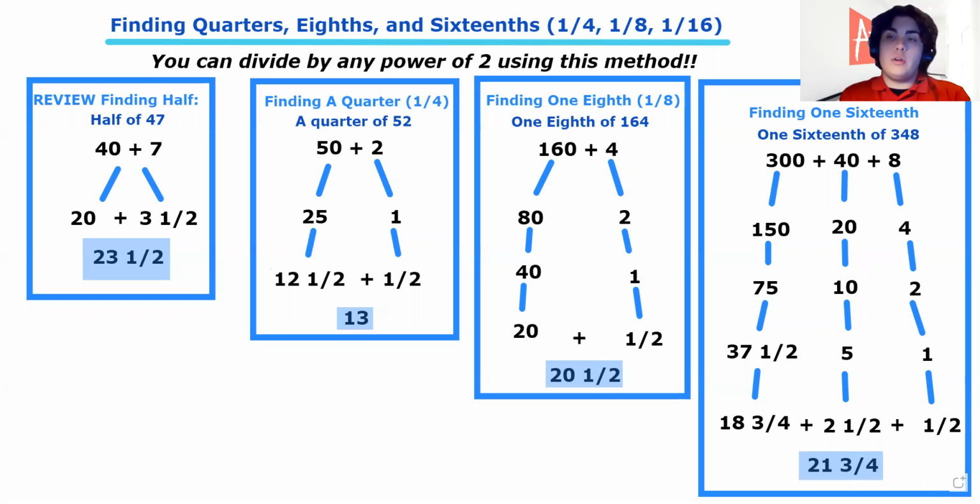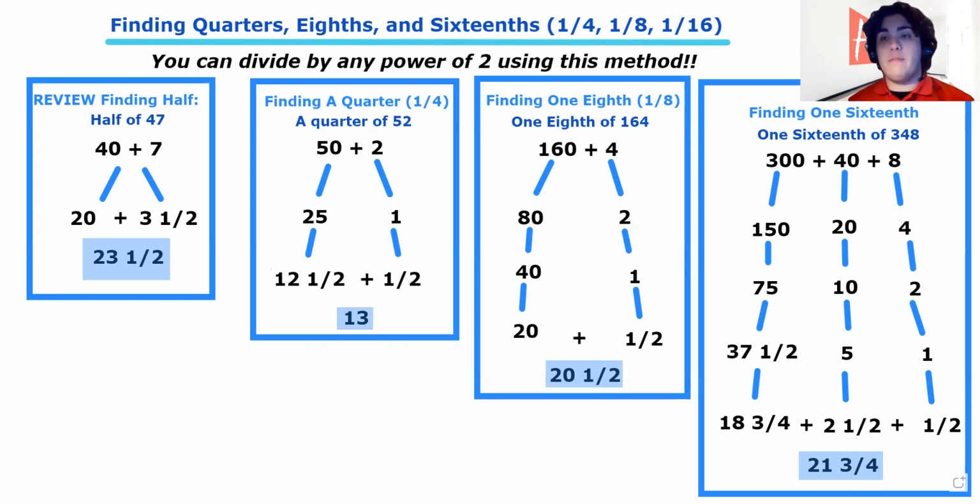And this actually works for any power of 2. So that's 4, 8, 16, 32, 64, and they keep going. If you want to divide by these numbers, you can use this method. It's very effective. It's much easier than thinking of it the traditional way of division. So we're going to review this by finding half. We're going to review how we find half.